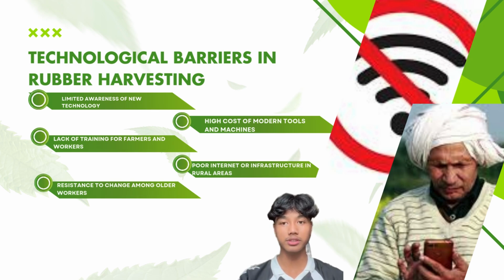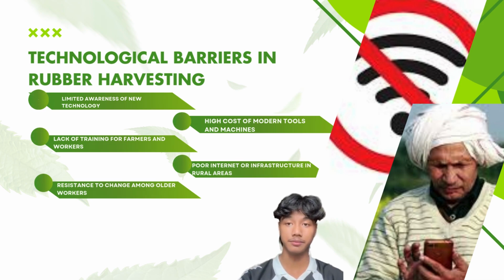Even when awareness exists, the cost of adoption can be prohibitive. Modern equipment often comes with a high price tag, not just for the initial purchase, but also for ongoing maintenance, spare parts, and upgrades. For small farms operating on tight margins, these costs are often unaffordable.